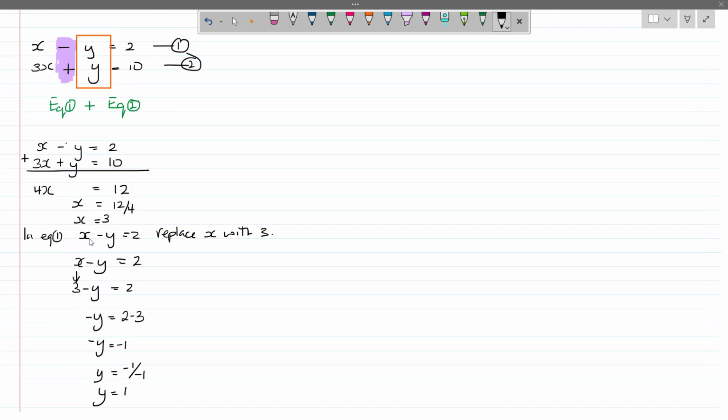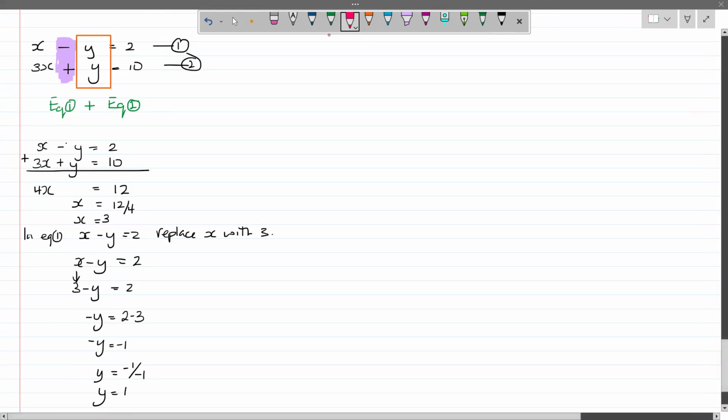In equation 1, we're going to replace that x with a 3. So we get 3 minus y is equal to 2. So minus y would be equal to 2 minus 3 when I bring it across here. The 3 becomes minus.